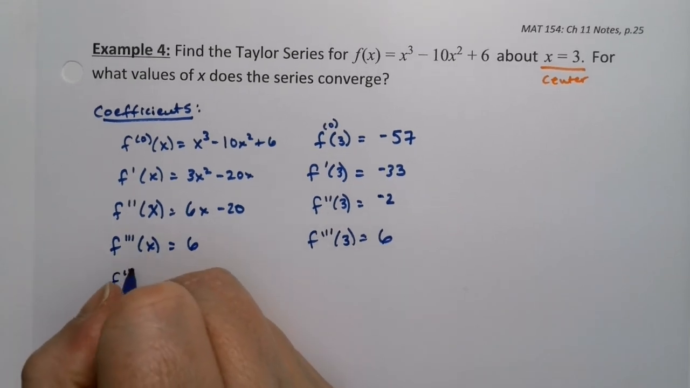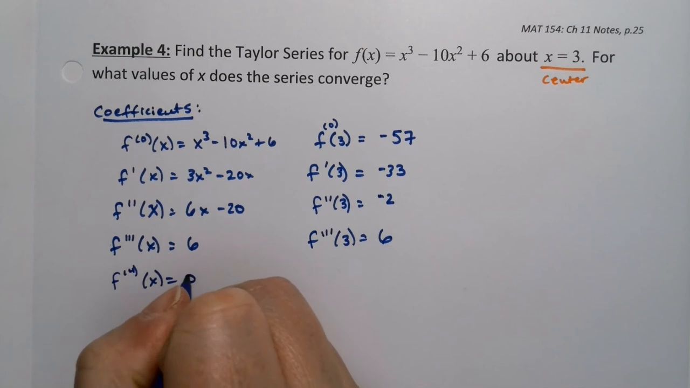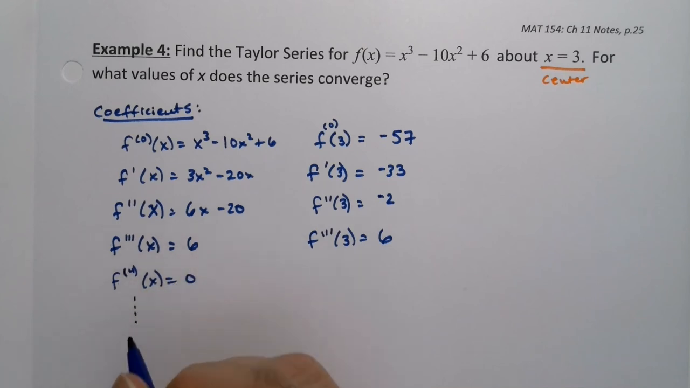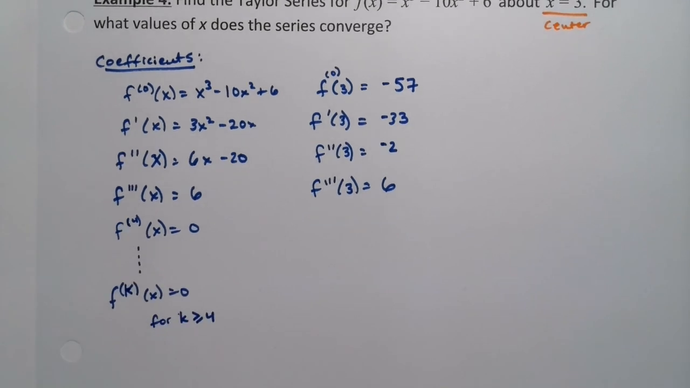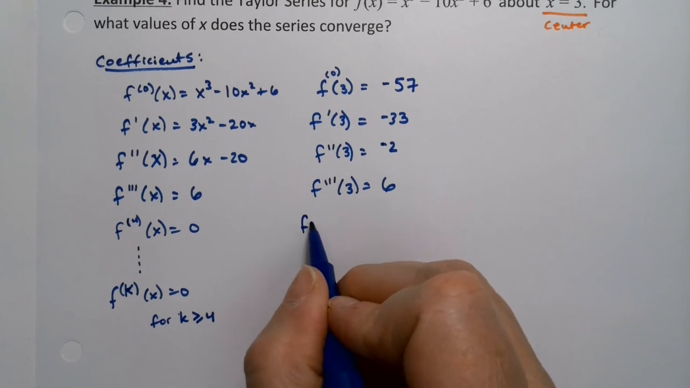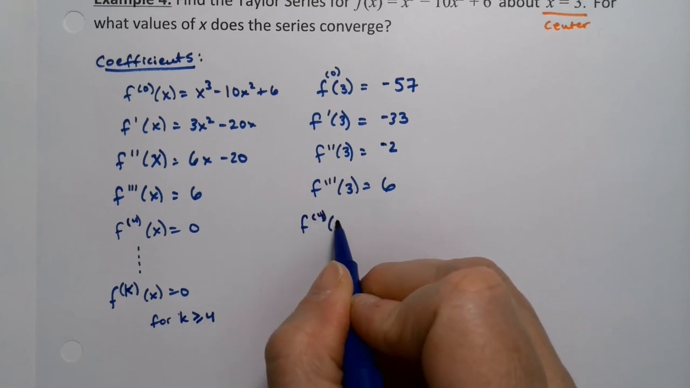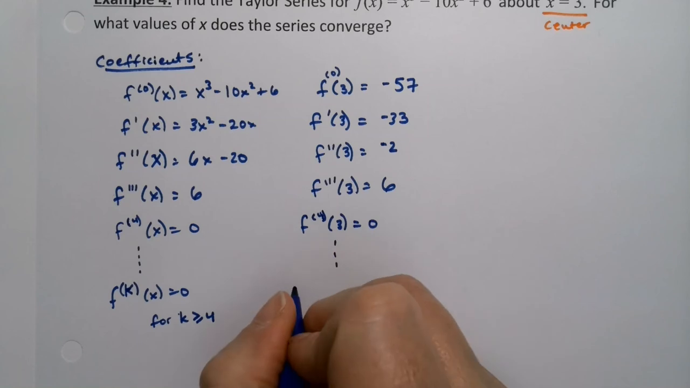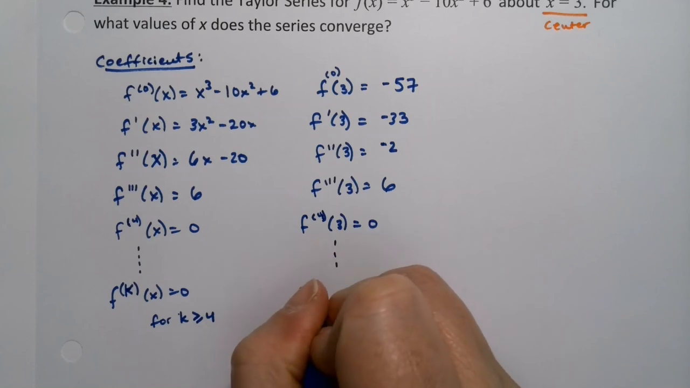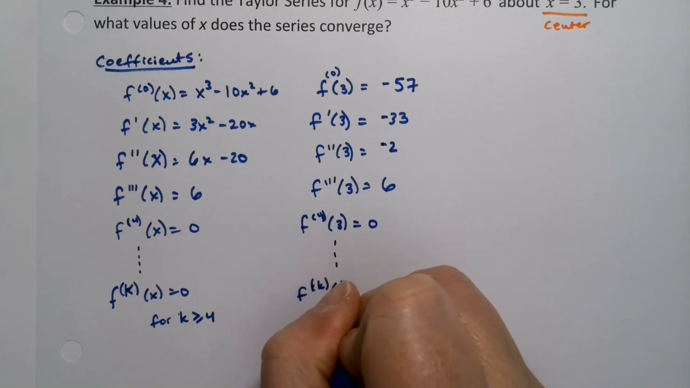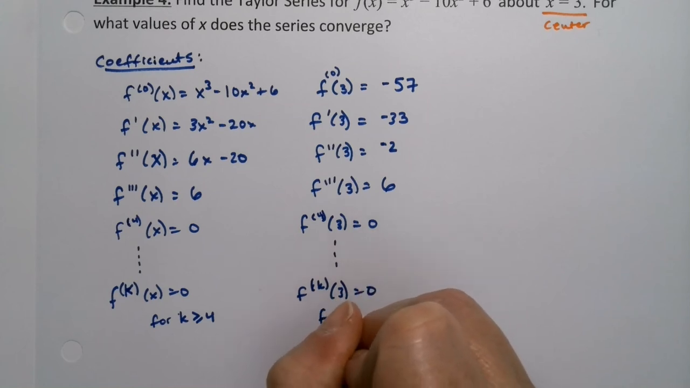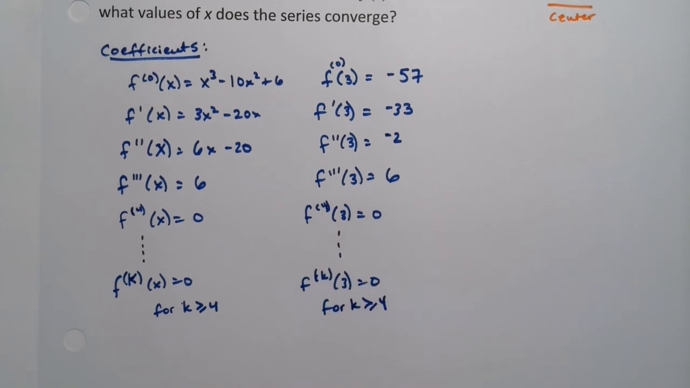And then the fourth derivative is 0. As a matter of fact, all the derivatives from that point on are 0 for k greater than or equal to 4. Okay? So the fourth derivative is 0 no matter what. So that means that the kth derivative at 3 is 0 for k greater than or equal to 4. Now think about what this means.